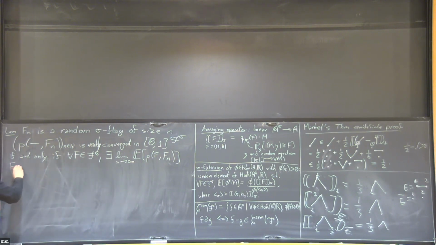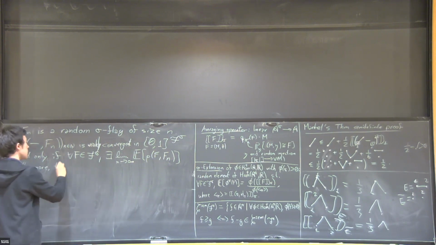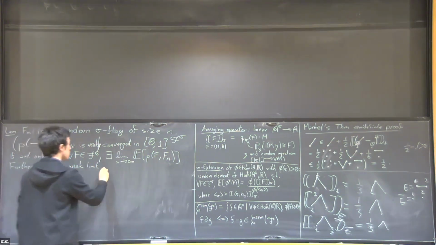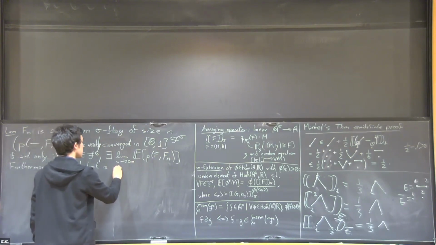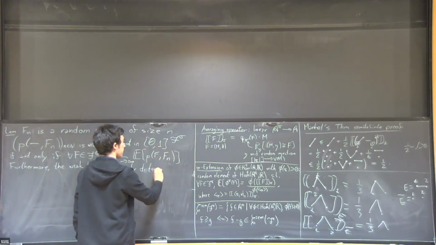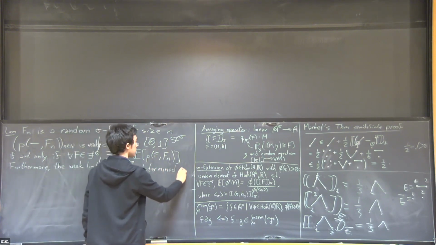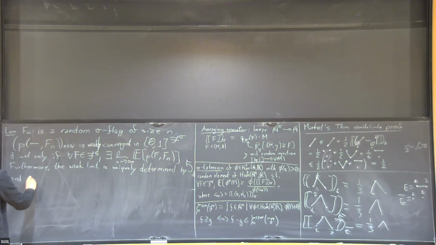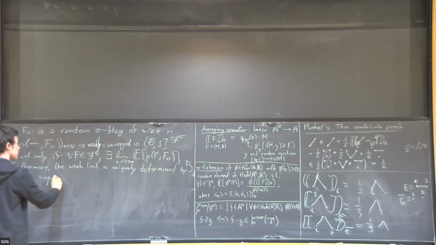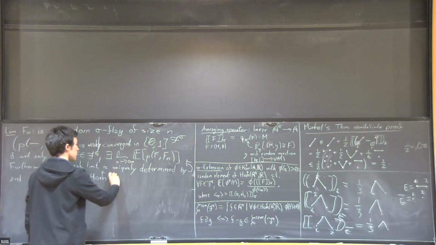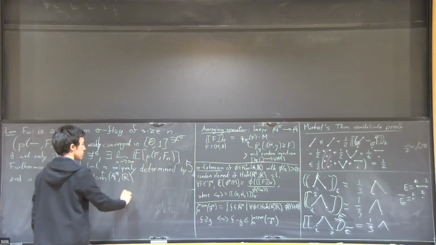And in fact, furthermore, the weak limit is uniquely determined by these limits, and is supported on plus. That's the small lemma that we want to prove.